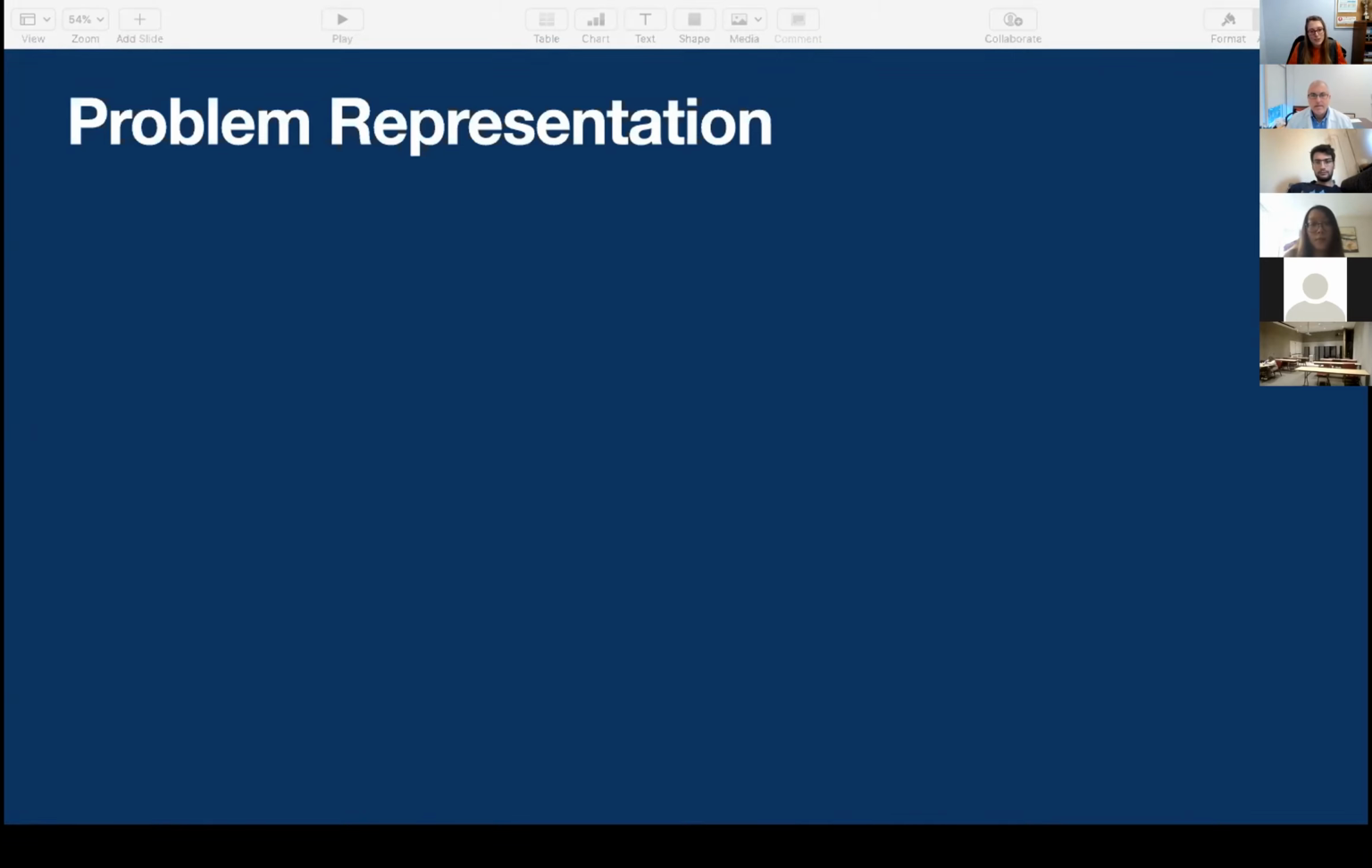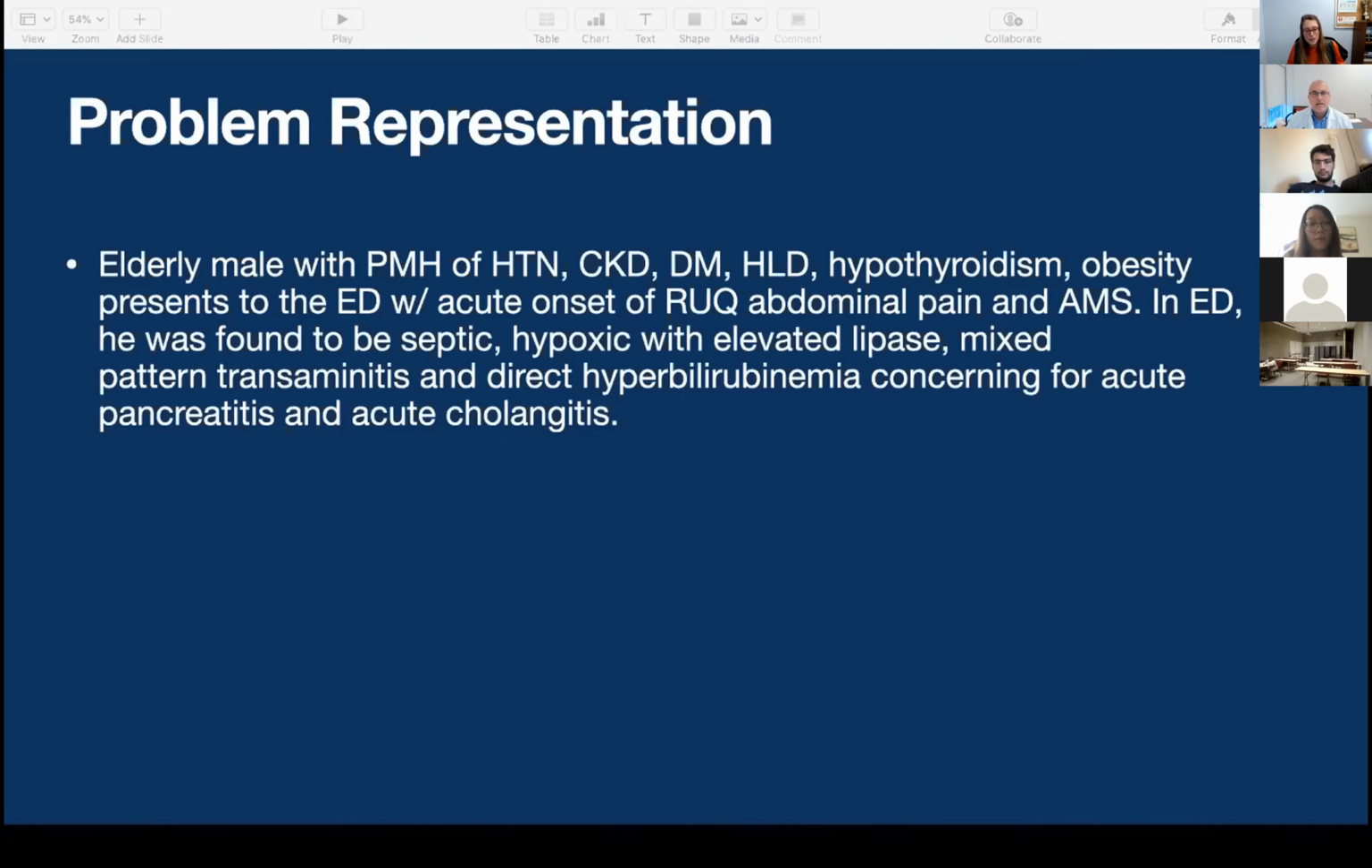Okay, let's continue with what happened to the patient. I think someone had asked for a right upper quadrant ultrasound. Okay.